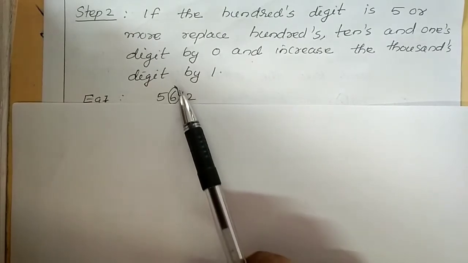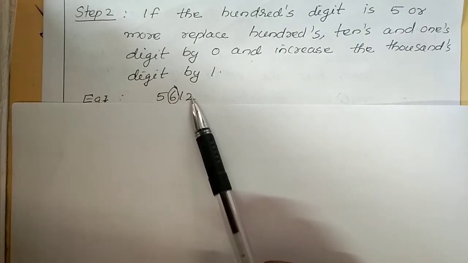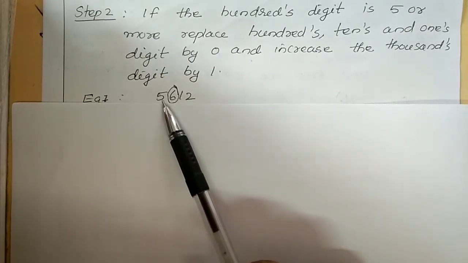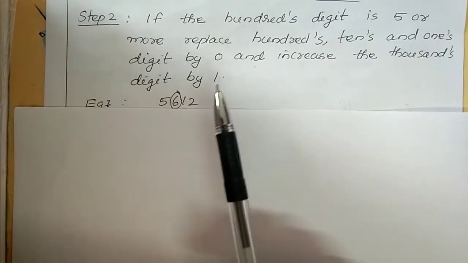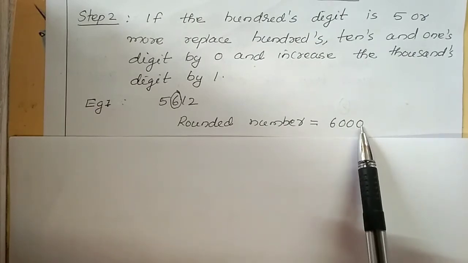5612. Here the hundreds digit is 6, which is more than 5. So what is our first step? First you replace these 3 digits with 0, and the next step is to write the next number after the thousands digit. Here what is the number after 5? The number after 5 is 6. So our rounded number is equal to 6000.